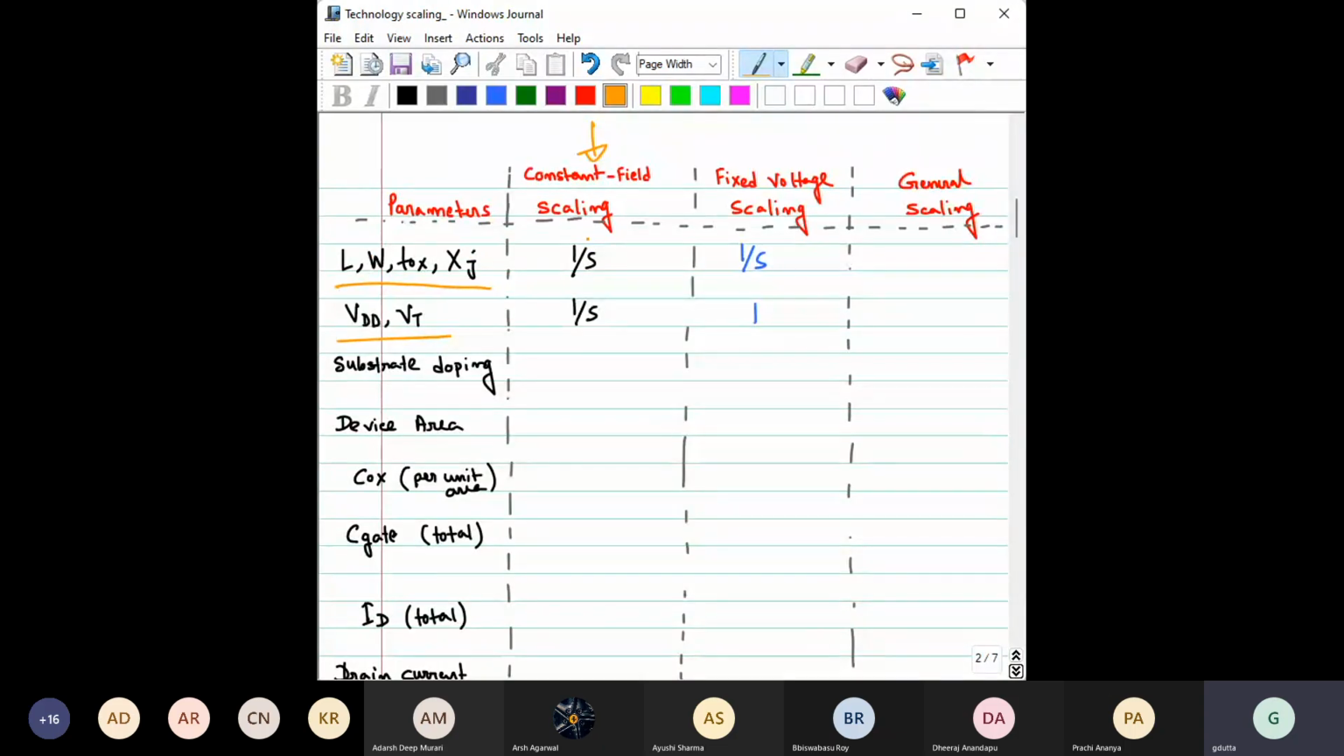Here, all the physical parameters are scaled by a factor of S, that means multiplied by 1 by S, right? At the same time, we are also scaling VDD by the same factor 1 by S. Then what will happen to the electric field? Electric field is voltage by distance. We are scaling the distance by the same amount, and we are scaling the voltage. So the electric field will remain constant. That's how the name has come, constant field scaling.